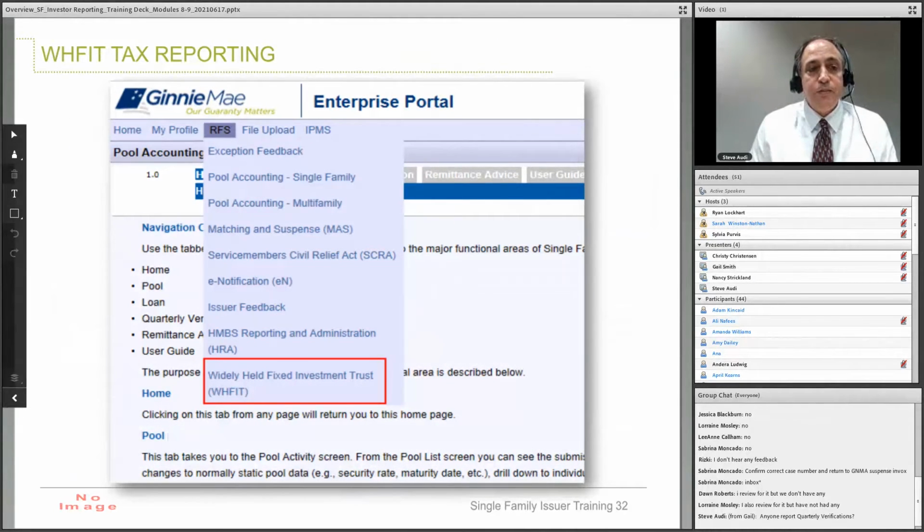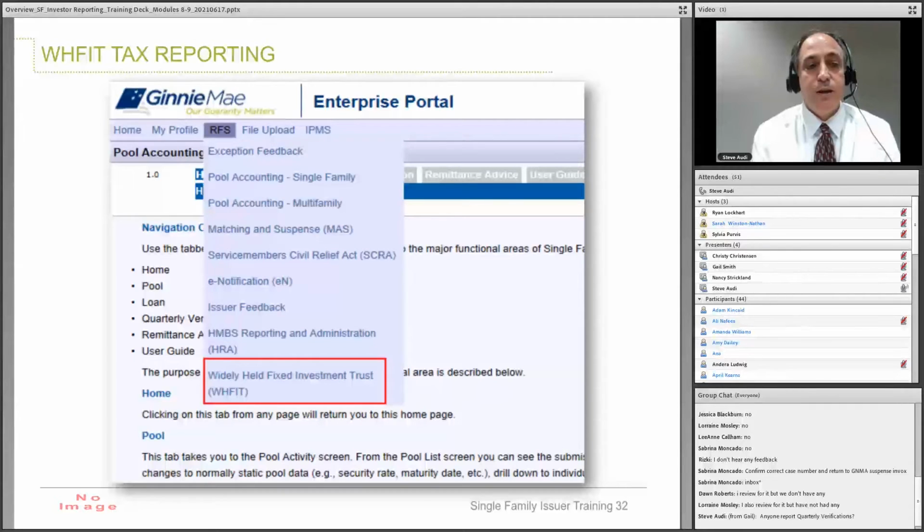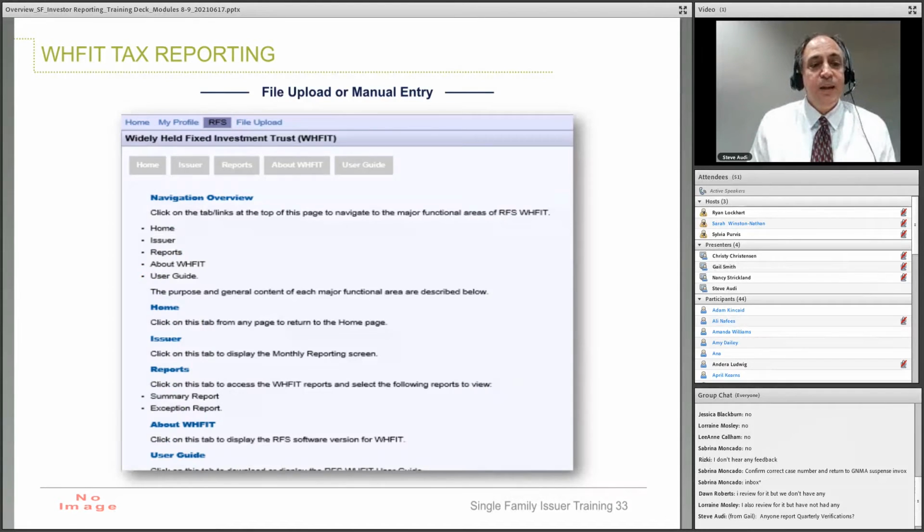As I mentioned, this is the module in RFS where you would find WithIt, how to get to it. Right next to it is the file upload that I mentioned, but if you're trying to get to the online, you go RFS to WithIt. Once you get in the module, you can see there is information for the issuer, some reports, and then the about and the user guide. But the information there under issuer is where you would do your individual reporting for WithIt.